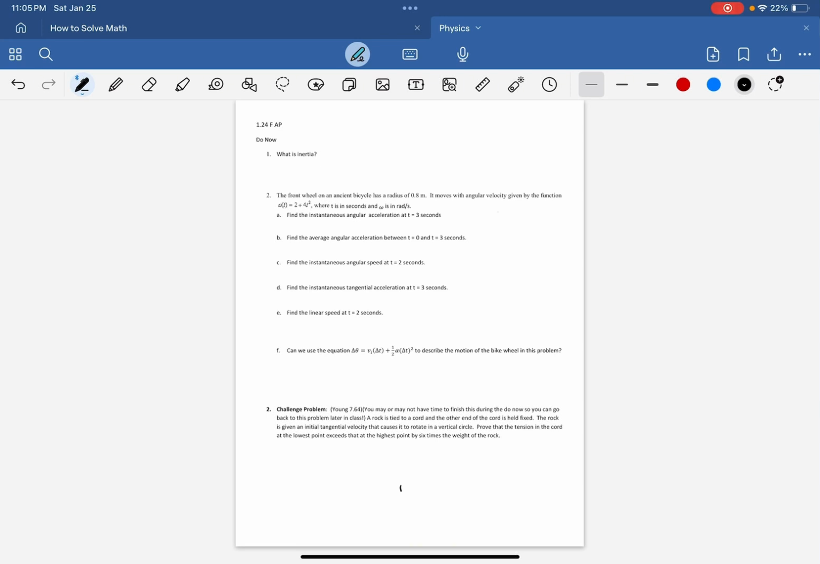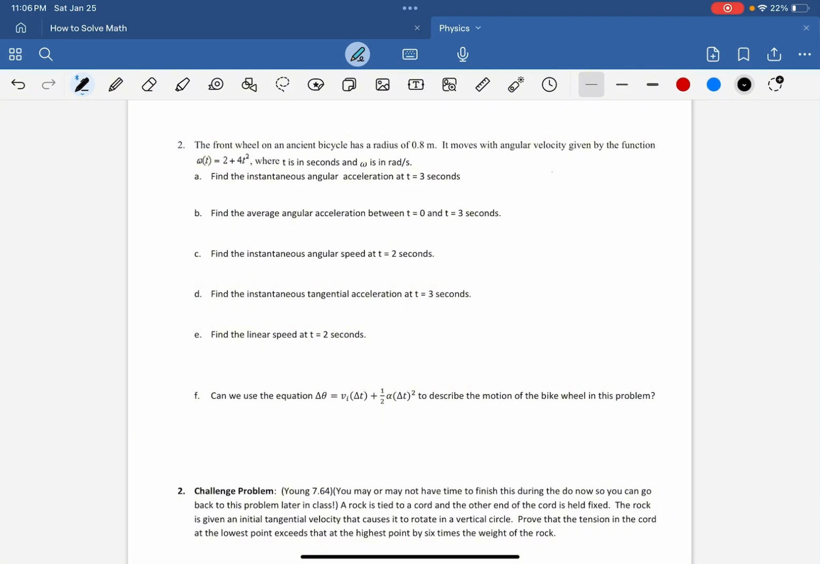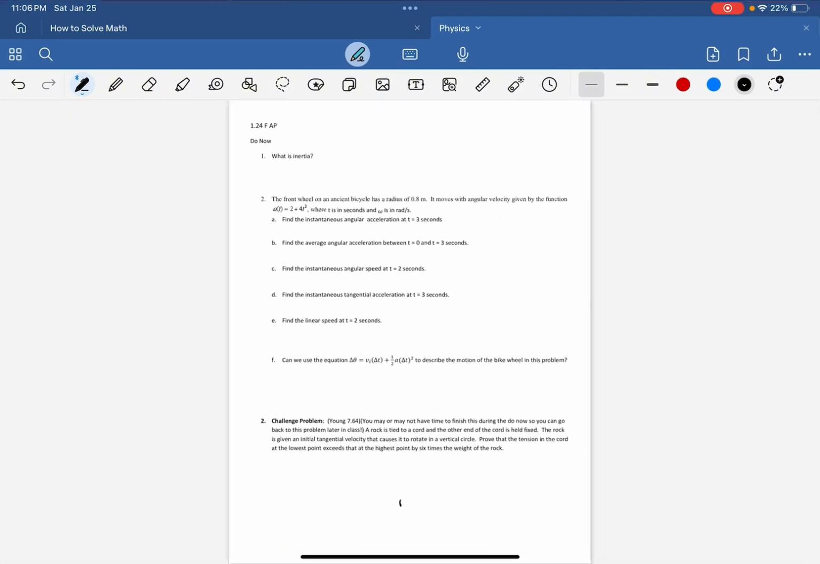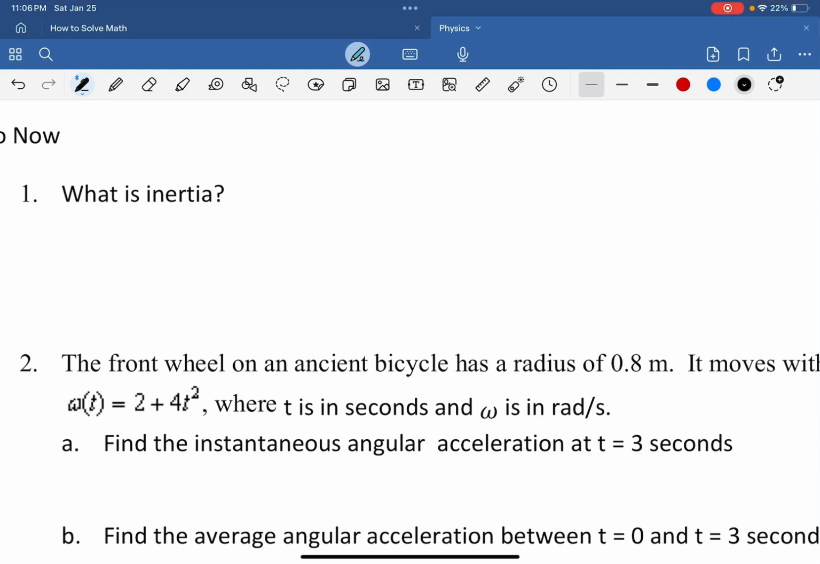Inertia is the resistance to changes in motion. Yup. Sorry, I'm checking the paper right now to see what... Okay. I see. These are just fun problems you can do if you want to. I mean, yeah, let's go ahead. Let's do them. Why not? As I said, inertia is resistance to changes in motion.